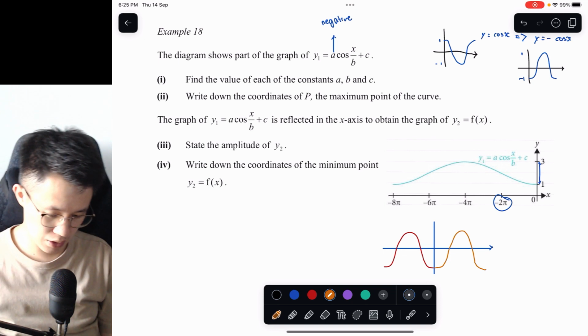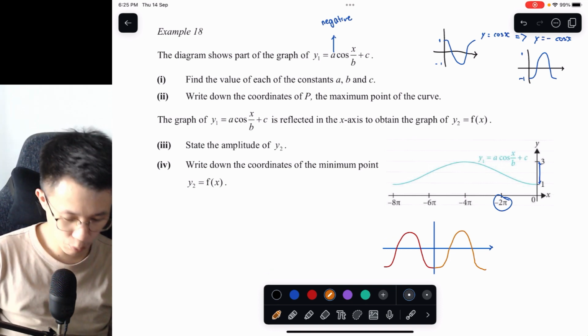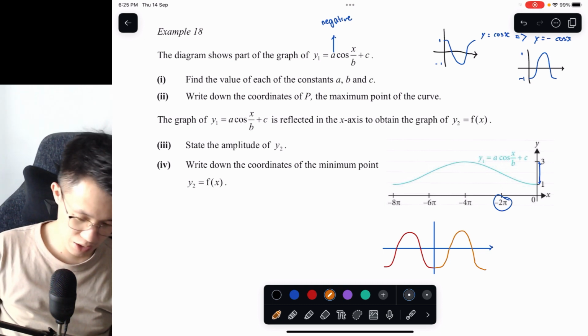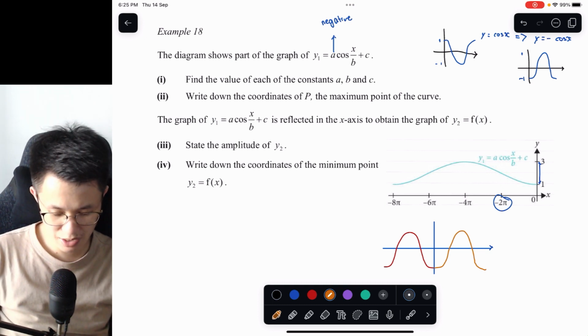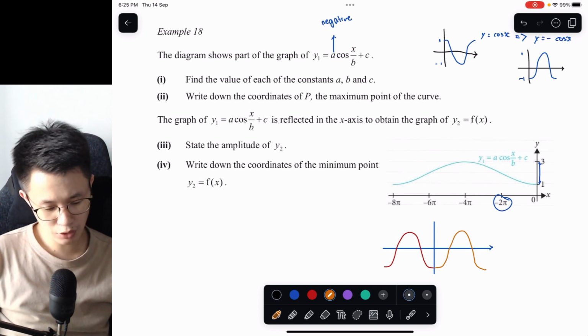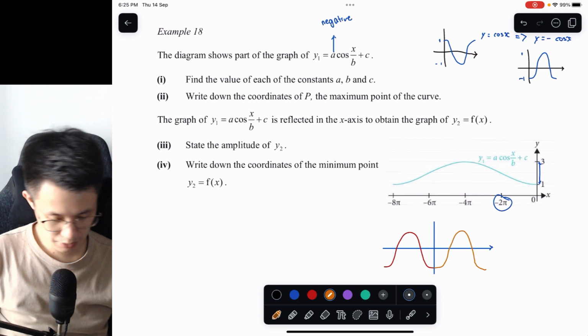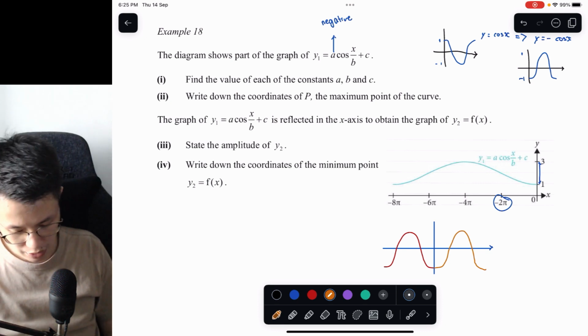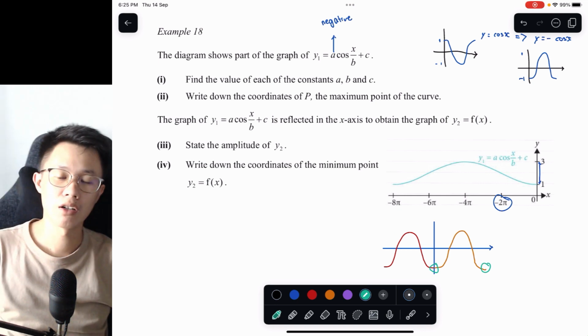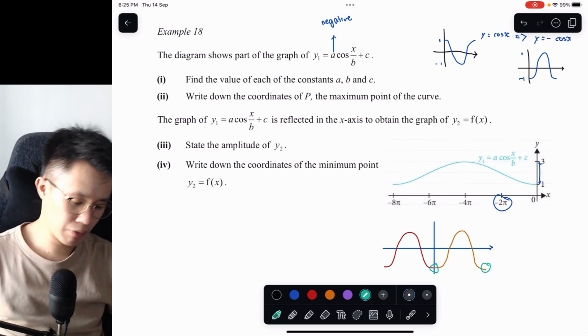So this question is saying that the graph of y1 is reflected about the x-axis to obtain the graph of y2. So picture how you see y2. If it's just simply reflected, wouldn't the amplitude stay the same? And you need to write down the coordinates of the minimum point. So you can choose any minimum point. You can choose here, and that will be your answer for part 4 as well.